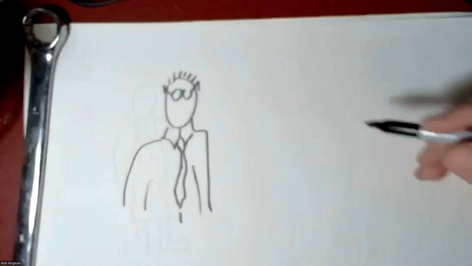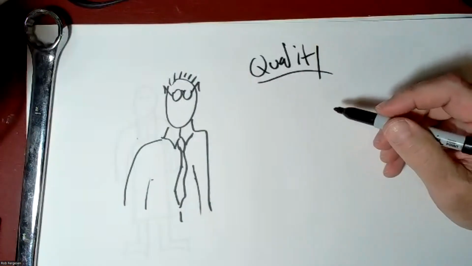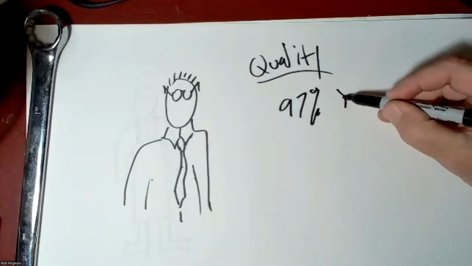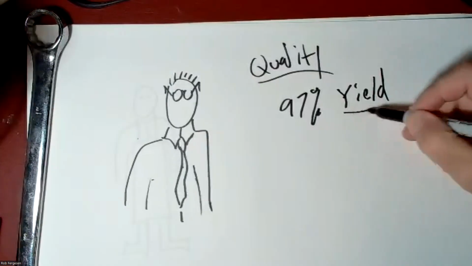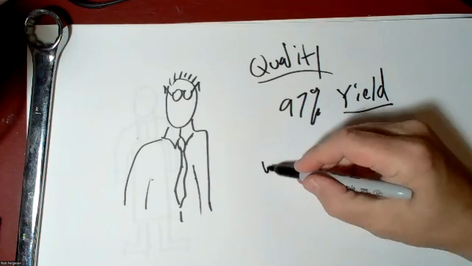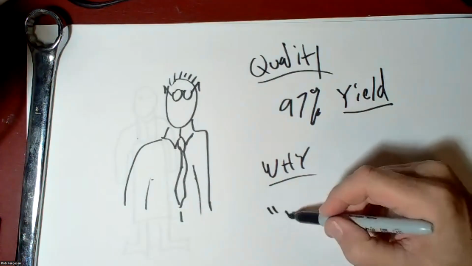And they're going to say, if it's the quality person, they're going to tell you that 97% yield is terrible. And you're going to be like, why? Why are we not getting 99.99% or Six Sigma? Why are we getting 97% yield? And you are going to write down all the reasons.